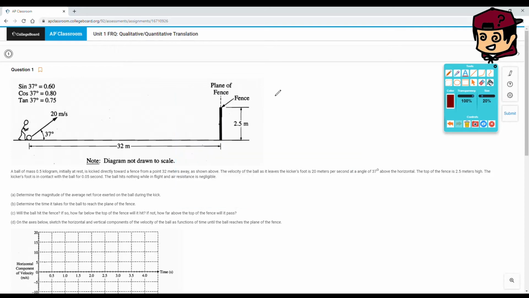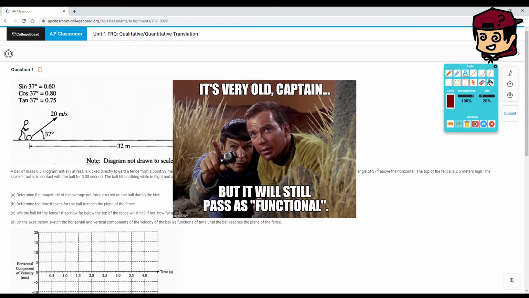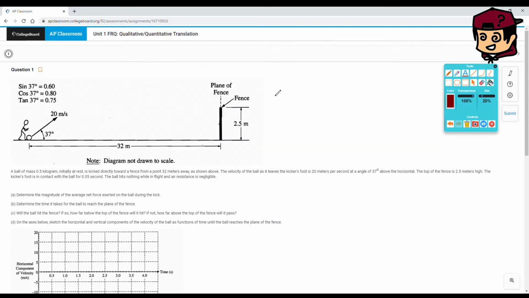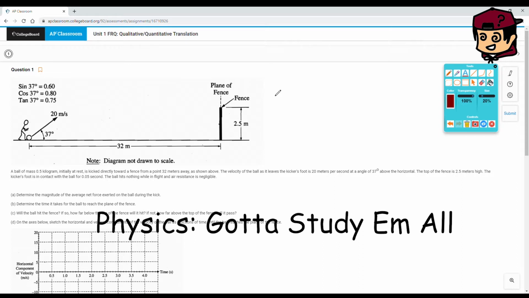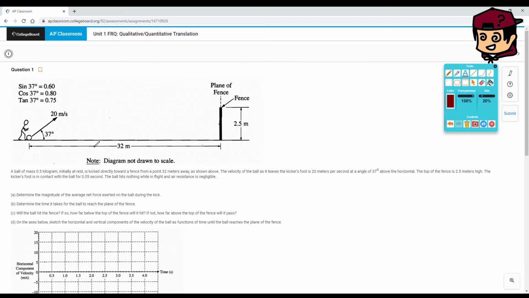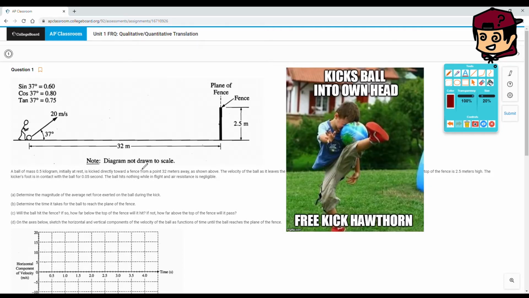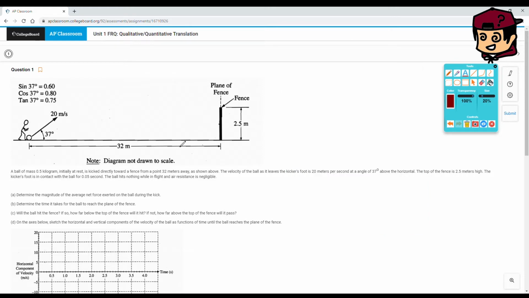This FRQ question again, kinematics, is from the 1994 free response questions, which goes to show that when you're studying for the AP exams, don't just look at the most current ones that were released because honestly, the questions can come from anywhere. So, a ball of mass 0.5 kilogram, initially at rest, is kicked directly toward the fence from 0.32 meters away as shown above.